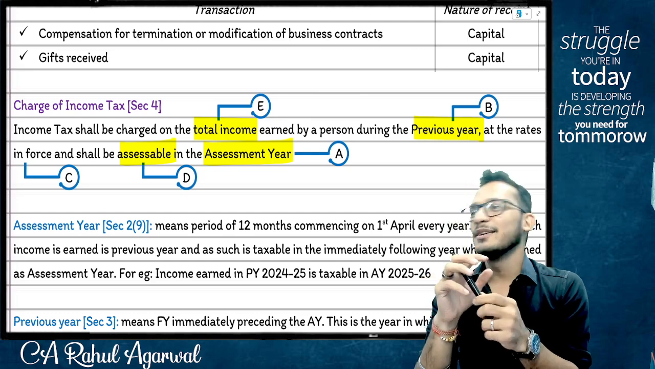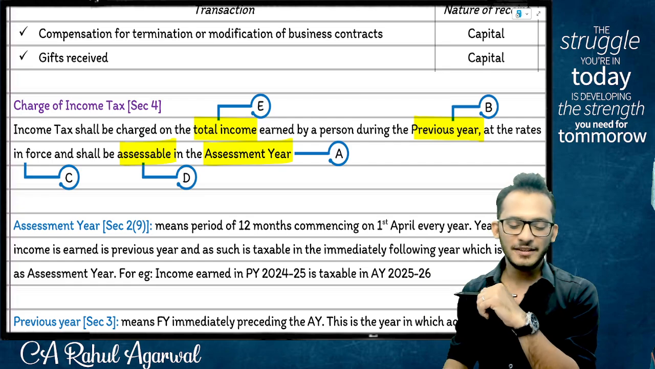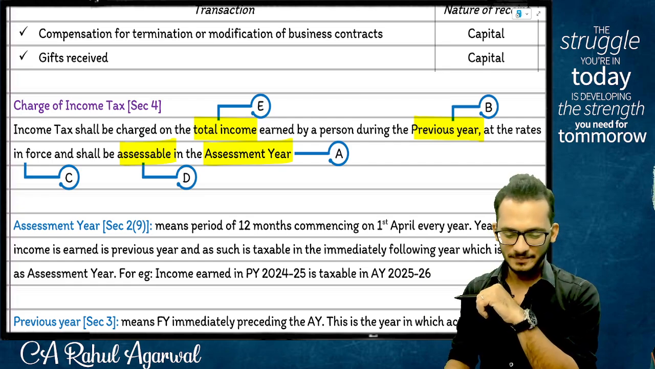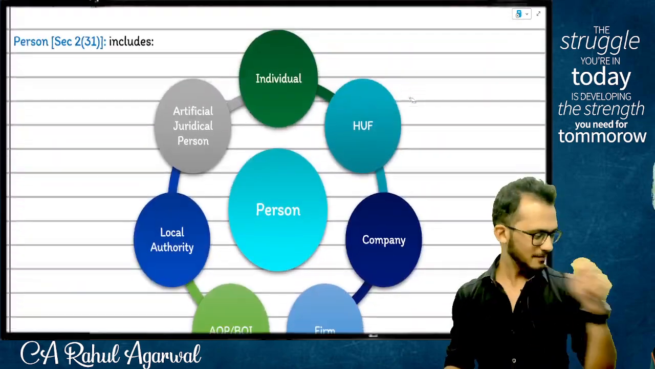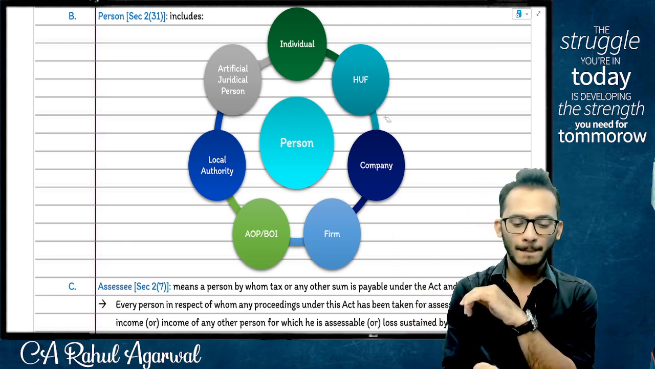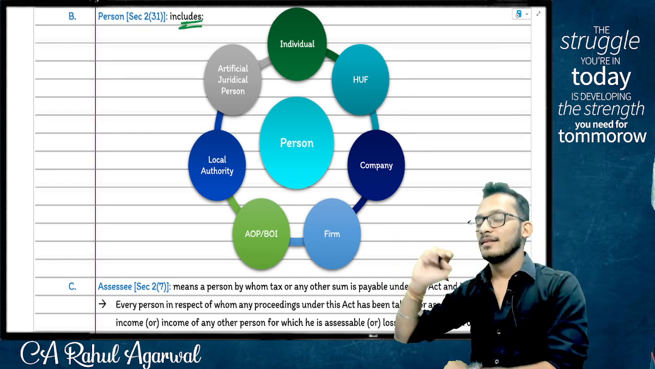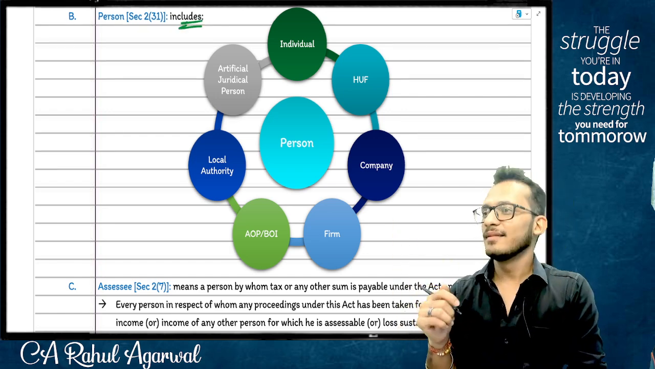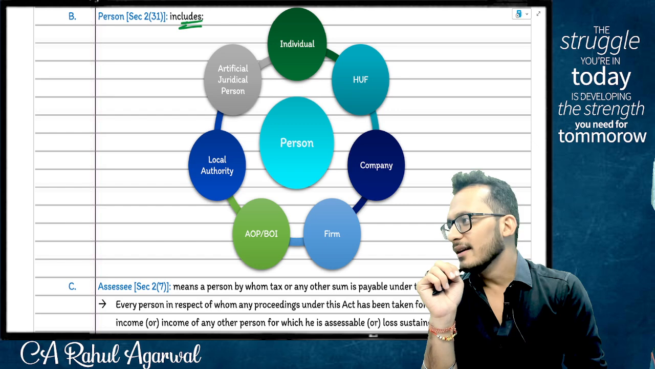People, it's very simple. When you don't know the answer, it's always defined. So let's look at the definition, people. Person includes, meaning I can take others also if they're relatable. First person.